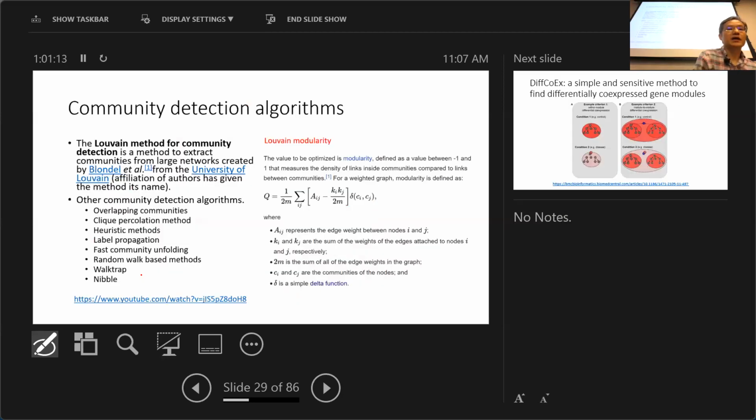So the most commonly used community detection algorithm is called the Louvain modularity detection. The author is from University Louvain in France, and they just call it that. And there are also many other different ways.